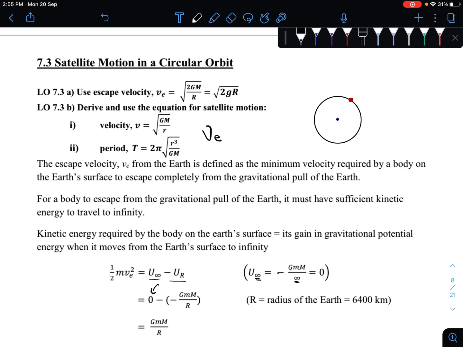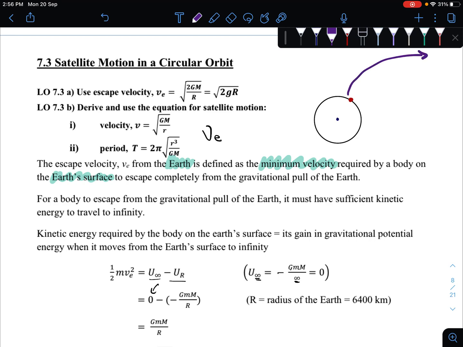Escape velocity V subscript E from the Earth is defined as the minimum velocity required by a body on the Earth's surface to escape completely from the gravitational pull of the Earth. So it is basically the velocity required for a body to escape from the Earth's surface. So let's say we have the Earth, and this is the center of the Earth, and our object is located on the surface of the Earth. So for it to escape, it requires a certain velocity.